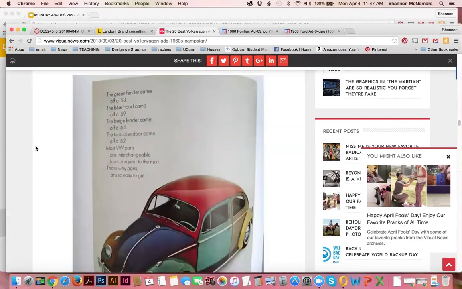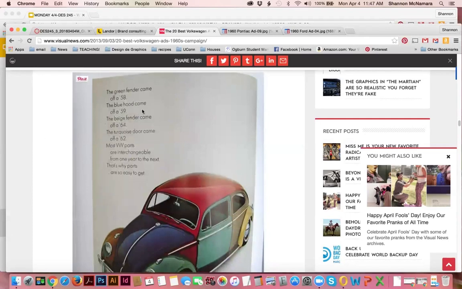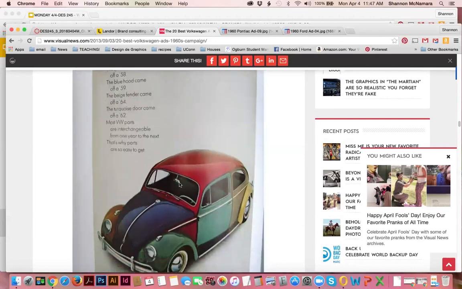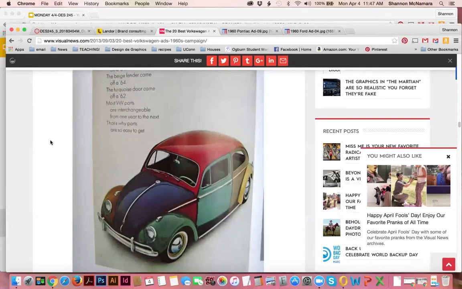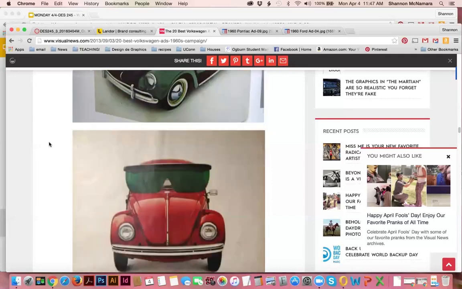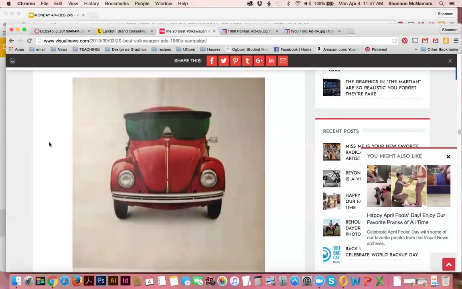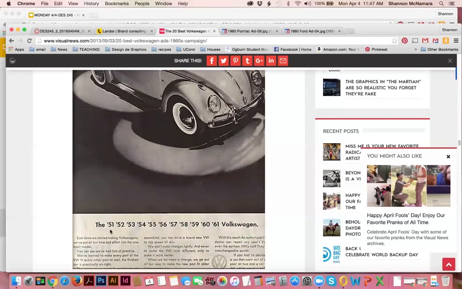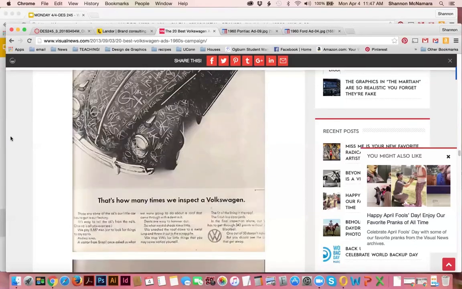And then another thing: the green fender came off of a '58, the blue hood comes off of a '59, off of a '64, off of a '62, all the different parts, because that's the thing, the VWs just didn't change. They didn't change for years. You could still buy a Volkswagen Bug in the 1980s that looked exactly like a Volkswagen Bug in the 1960s, and you could get all of the same parts. So they were going off of the fact that this car wasn't going to cost you a ton of money. There it is, the '51, the '52, the '53, all the way through. 10 years of Volkswagens look exactly the same.